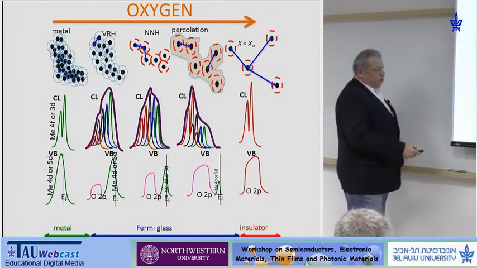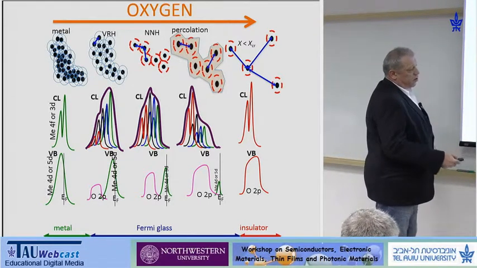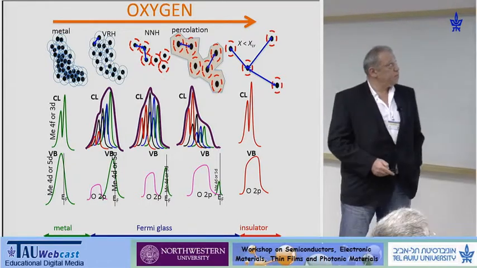So here we have a pure metal, and in the end the terminal pure insulator, but the interesting region here in the middle is the Fermi glass behavior, which is the hopping conduction.